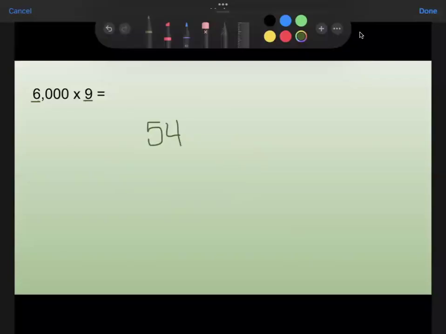Then at the end of the answer that you got for that, you're going to add all the zeros that were in the problem that you didn't look at before. So there's 3 zeros here. So I'm going to add 1, 2, 3, and 9 didn't have any zeros, so we don't need to add any for those. So your final answer, either way you do it, is going to end up being 54,000.